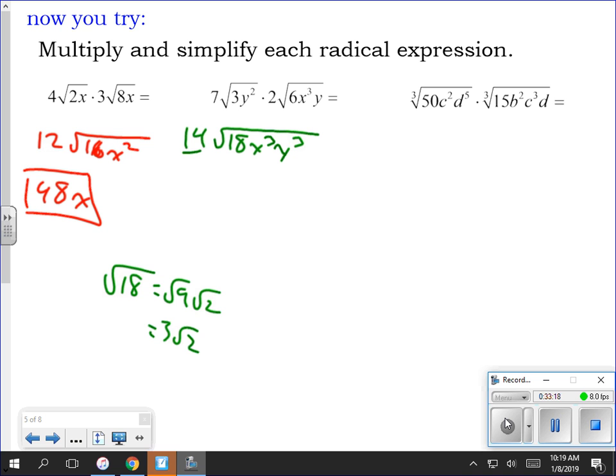I already have the 14 out front. I have the 3 here. I have to multiply them. 4 times 3 times 14, that's 30 plus 12 is 42. Square root of 3, square root of 2. Okay. And then I have to do my x's and y's. 3 divided by 2 is 1 remainder 1. I have x to the first outside and x to the first inside, and the same thing with the y.